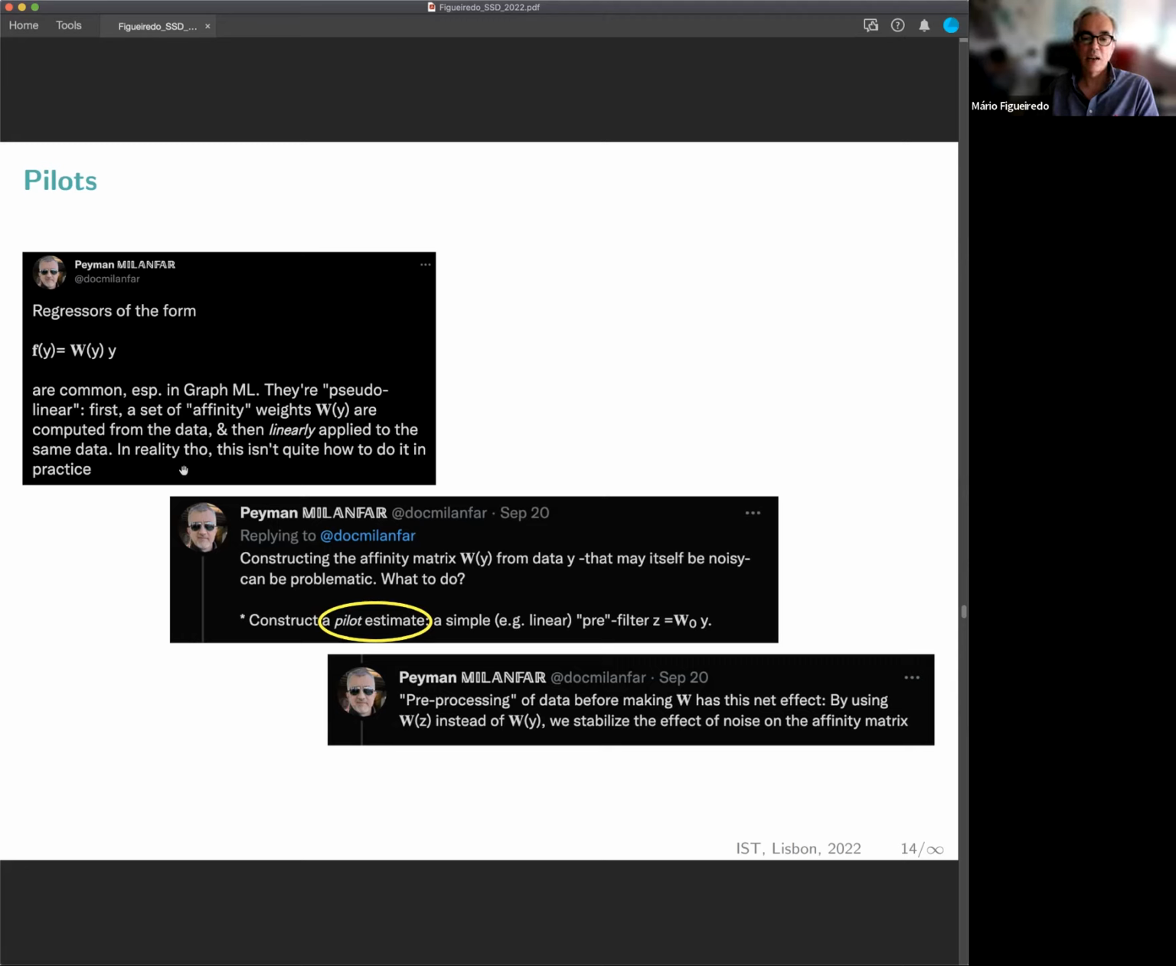So how do you do this? Very often you do this using a pilot estimate. What is a pilot estimate? First, you take y, and you do some sort of more basic denoising. You denoise it using some auxiliary method, so you do something called a pre-filter. Then you use this pre-filtered image to compute w, and then you apply w to y. So you do the pre-processing of your data before you compute w. By using this w of z instead of w of y, the raw one, you stabilize the effect of the noise on this matrix. So this is exactly what we're going to do.